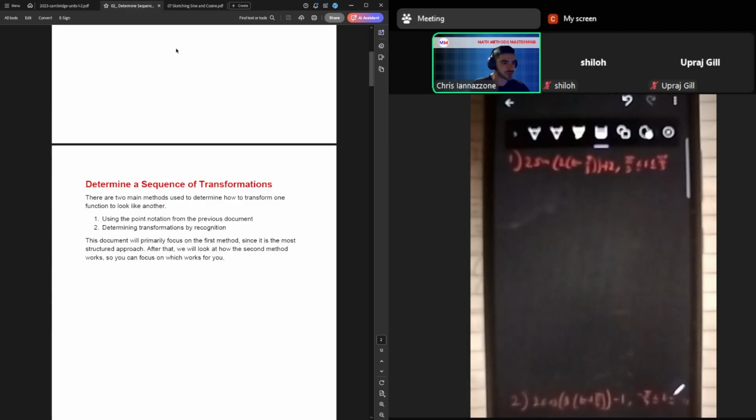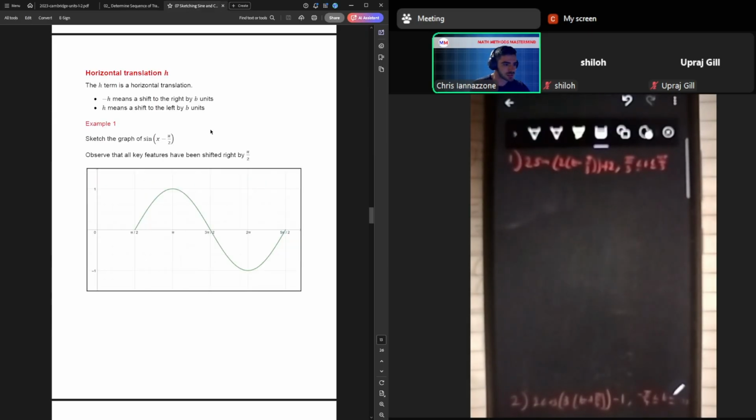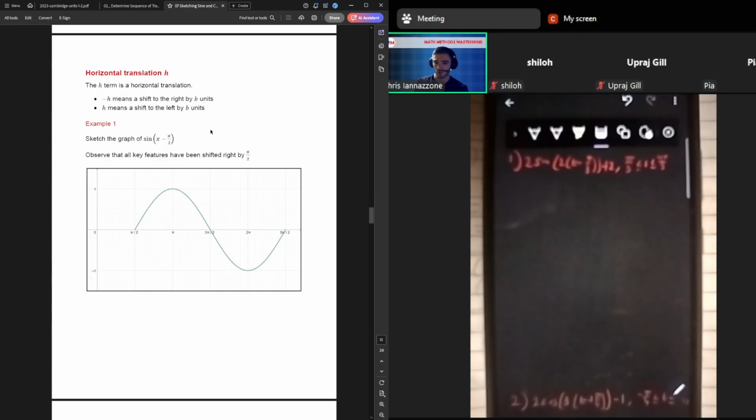But before that, there was a student question to get into, and so we're just going to briefly review how you would solve, or rather sketch, circular functions when there are both horizontal translations and vertical translations involved. So we'll cover that briefly.